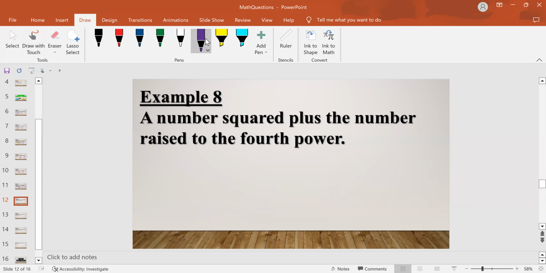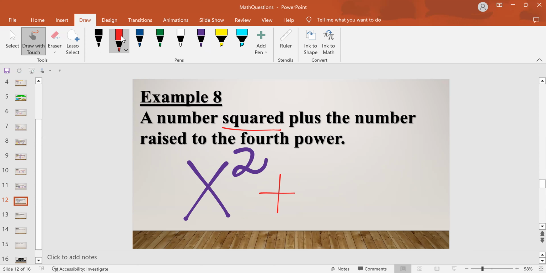Okay, example 8. A number squared. So we use x for a number squared, power 2, plus the number raised to the 4th power. So plus. Okay, so plus means addition. And we have the number. So they don't say another number. They have to be that same x to the 4th power.